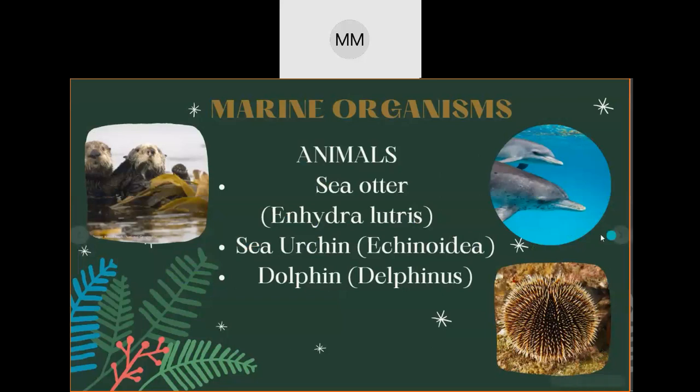Animals that can be found in kelp forest are the otter, which is Enhydra lutris, sea urchin, Echinoidea, and dolphin, Delphinus.